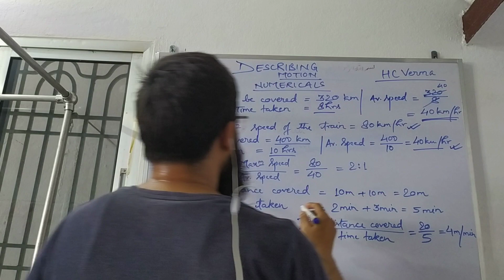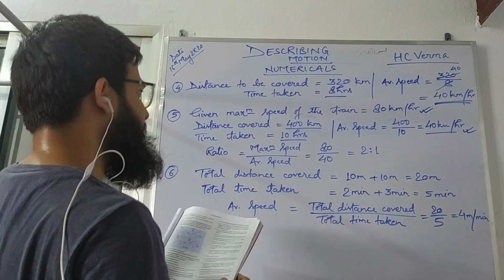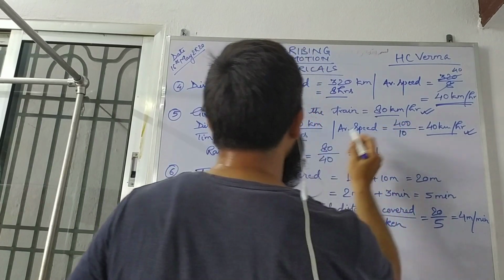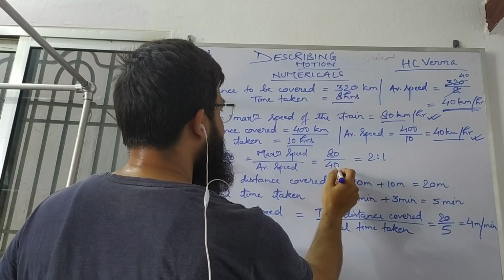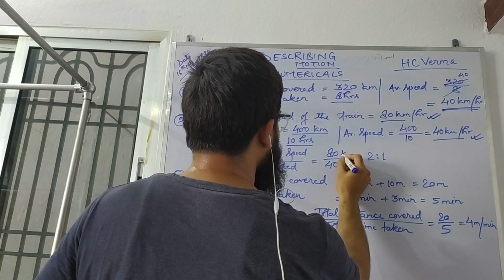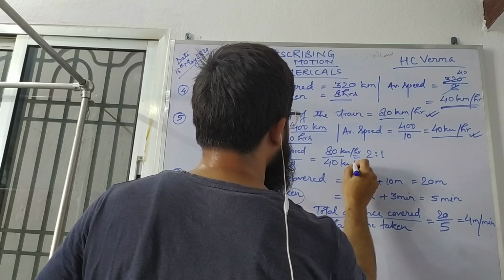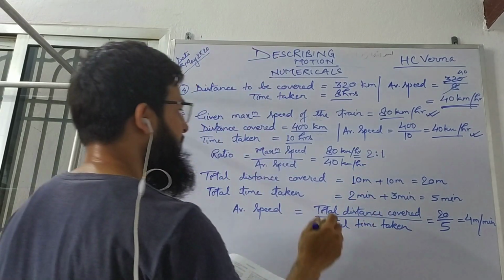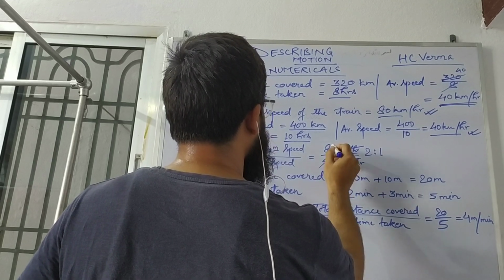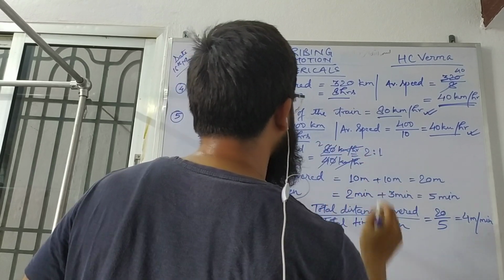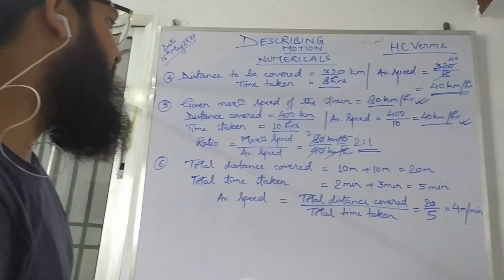Okay. So now we have to find the ratio of maximum speed to average speed. Maximum speed given is 80 km per hour. So maximum speed by average speed will be 80 km per hour by 40 km per hour. You may write this one as well. Ratio में आपको कोई भी यूनिट नहीं रहता, वो खत्म हो जाता है. 80 km per hour cancel out, the ratio will be 2:1. Okay. So this will be the ratio of maximum speed to average speed.